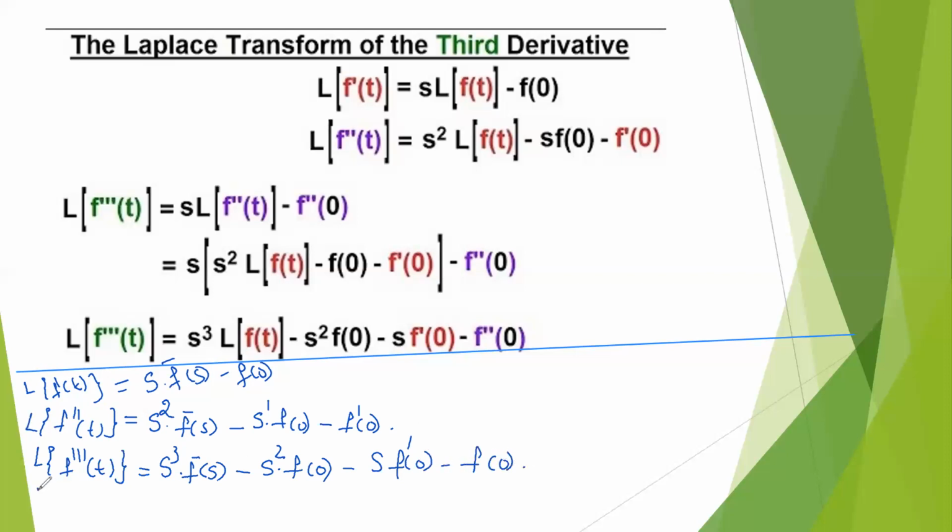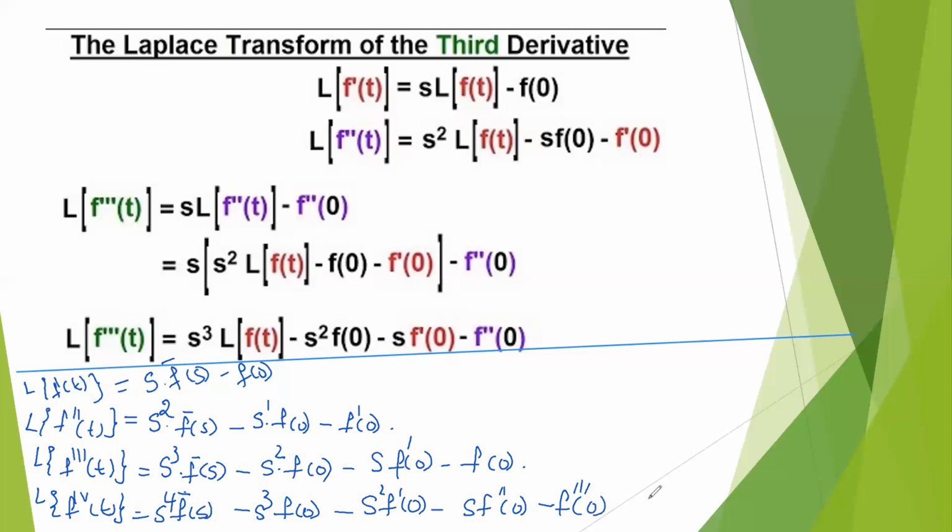So similarly, what is going to happen for the fourth derivative? The fourth derivative formula is going to start with s power 4 f bar of s minus s cubed into f of 0 minus s square into f dash of 0 minus s into f double dash of 0 minus f triple dash of 0. And in the same procedure, we can write the formula for the nth derivative also.